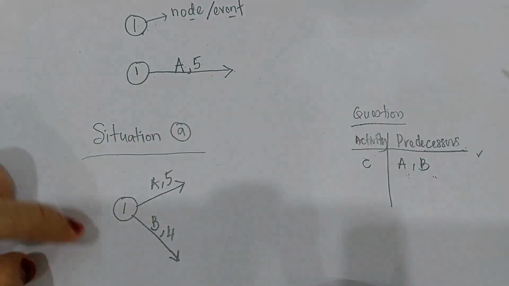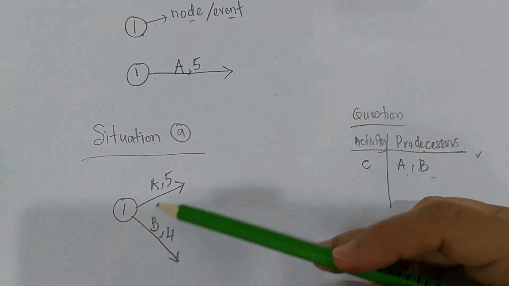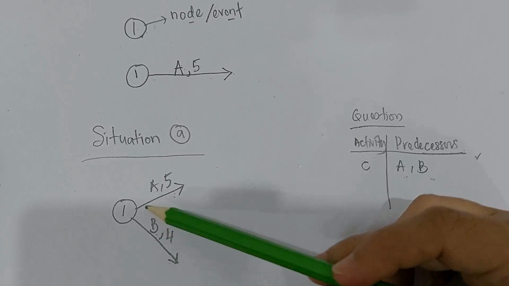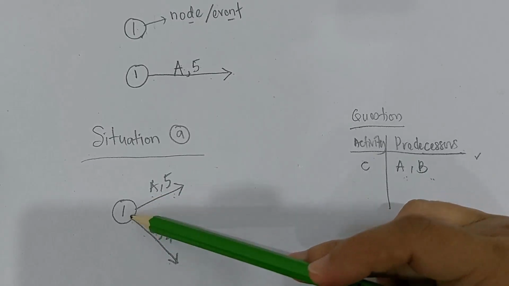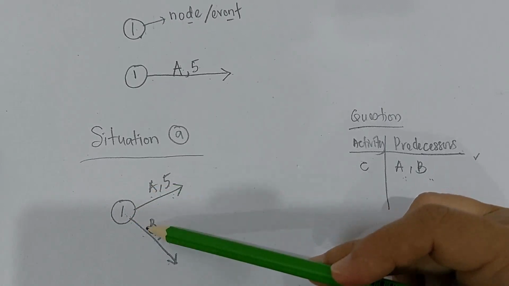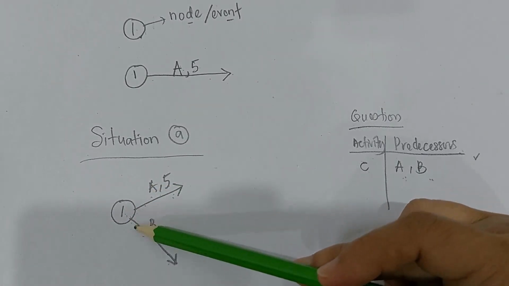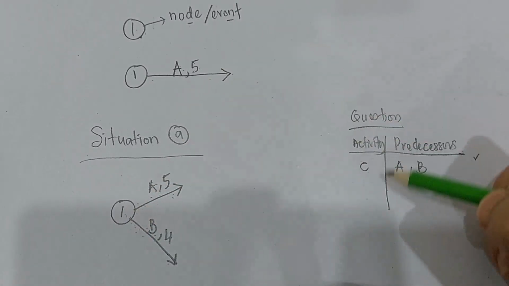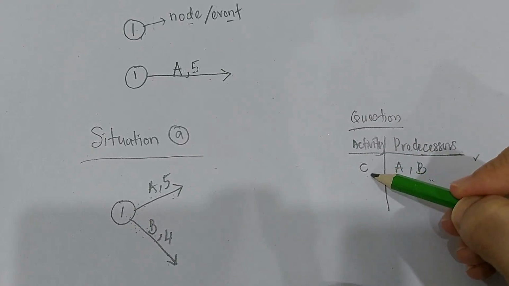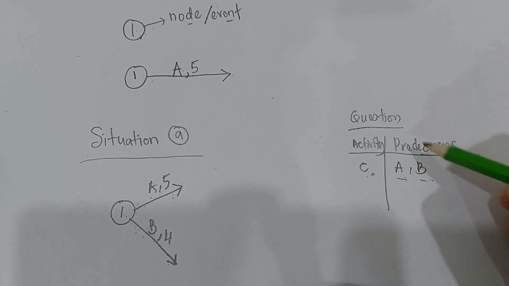If you see this situation, where two activities A and B come from the same place, that is event number 1 or node number 1, two activities A and B come from the same node or same event. Now, how do we draw the next activity C? C must be drawn after A and B have been completed.